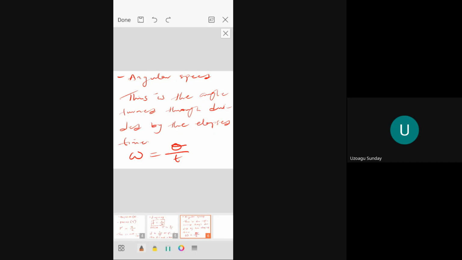But it is not so for angular velocity or angular speed. The angle here is always in radians, because the unit for angular velocity or angular speed is always radians per second. So the challenge is that I have to know how to convert theta to radians. So how do I do that? This formula can be written in radians as 2 pi all over t. So the right way to express angular velocity is that omega is 2 pi all over t.